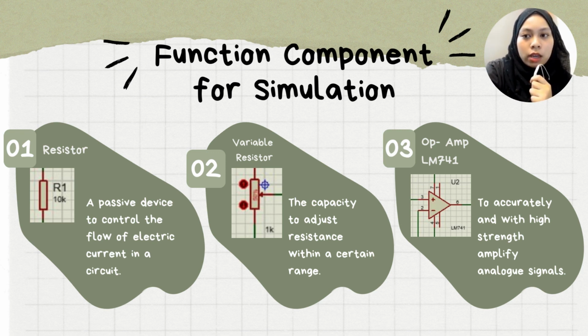Okay, the third one is the OM-LM741. This is to accurately, with high strength, amplify analog signals. It has two inputs, which are inverting for negative and non-inverting for positive inputs, and it is utilized as a buffer or voltage follower. It compares voltages and outputs a digital result based on how much different they are from one another. So it can be used to build active filters including notch, band pass, low pass and high pass filters.